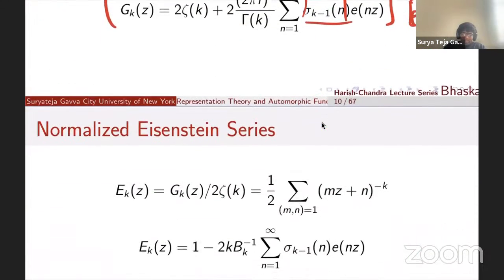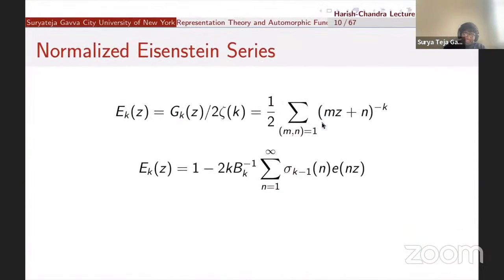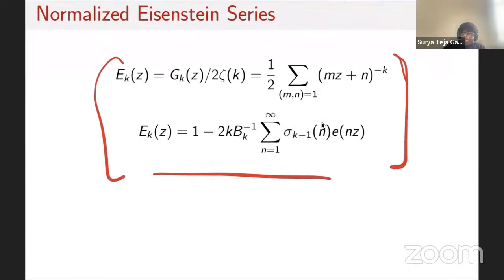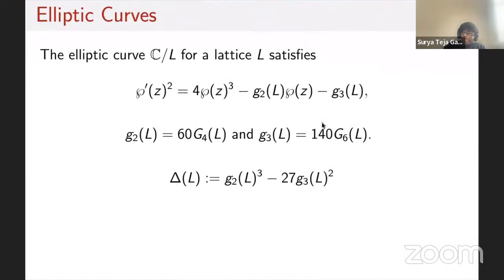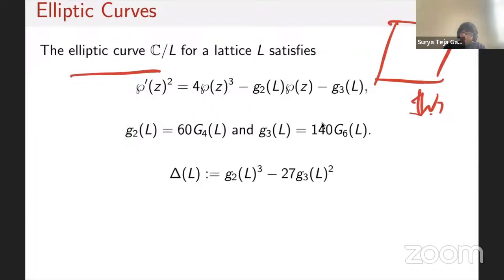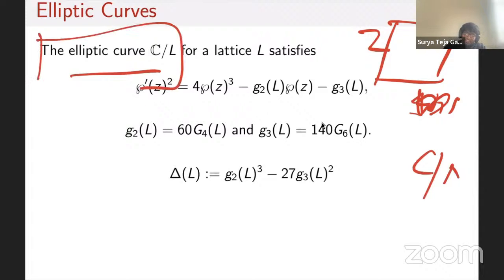Okay. So yeah, you can normalize those instead of the standard expressions that I wrote. So that's for normalized Eisenstein series, and more. So we have this lattice, right? Let's say W1, W2, or 1, z, whatever. The quotient space C mod the lattice is an elliptic curve. So that's an elliptic curve.